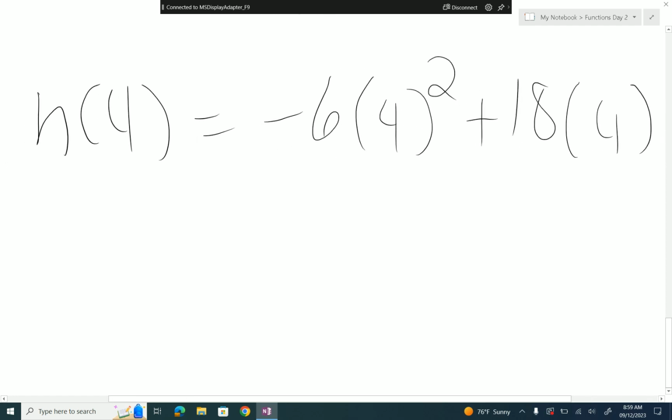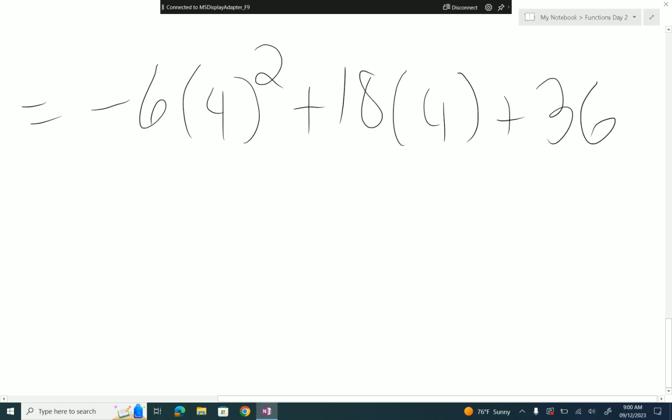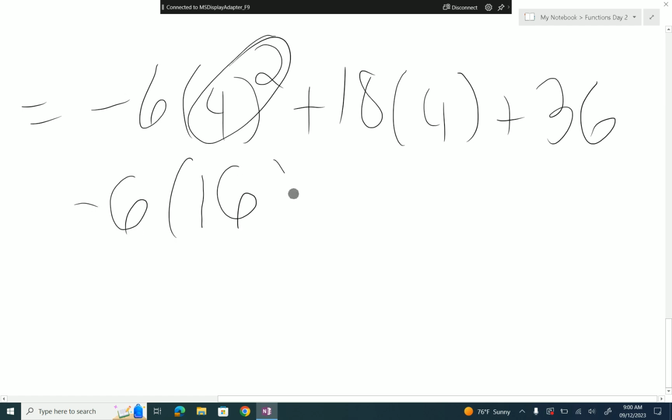Okay, so how should I start to simplify this? What do I need to take care of first? Exponent. So what is 4 squared? 16. So I'm going to bring everything down. That's the only thing I simplified.